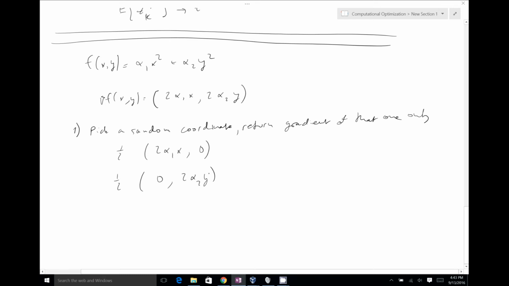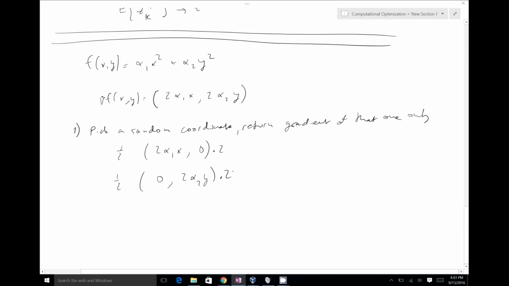Does that make sense? It picks a random coordinate and returns the gradient just for that one coordinate. But is the expectation of this random vector equal to the gradient? Yeah, I need to double it, right? So I'm going to multiply this by 2. Okay? This one is really easy to show has its expectation equal to the gradient, because you can just do it coordinate-wise.